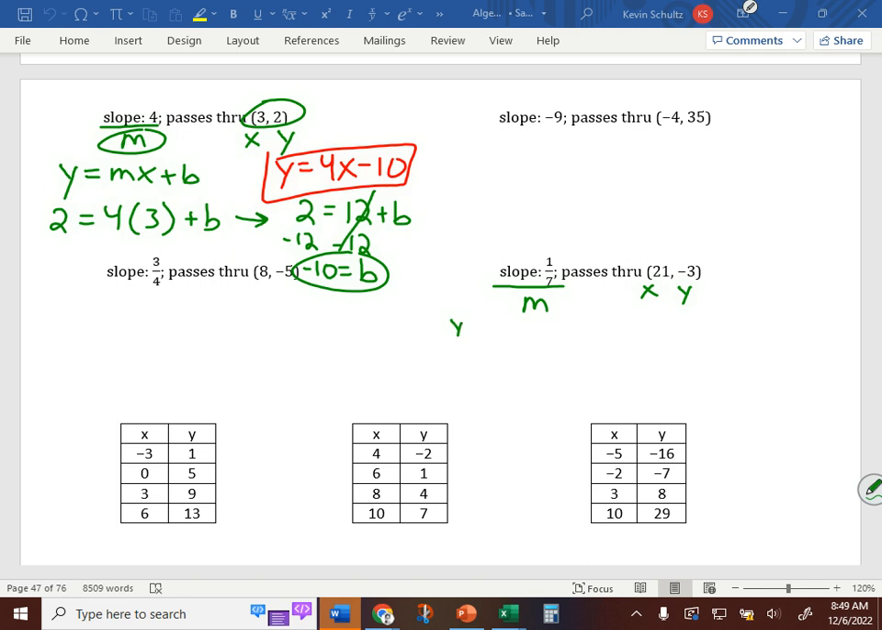Here's slope-intercept form. Y equals mx plus b. We're going to replace what we know. We know that y is negative 3. We know that the slope is 1/7. We know that the x value that we're using here is 21. And we're solving for b.